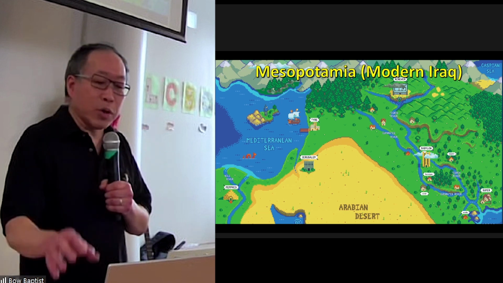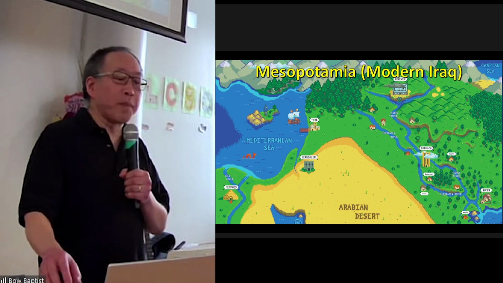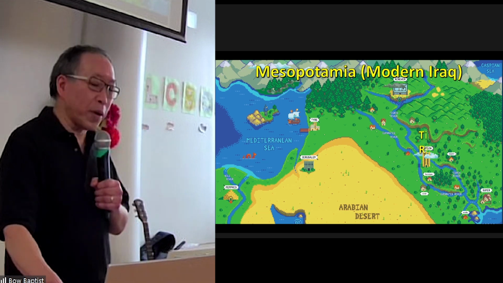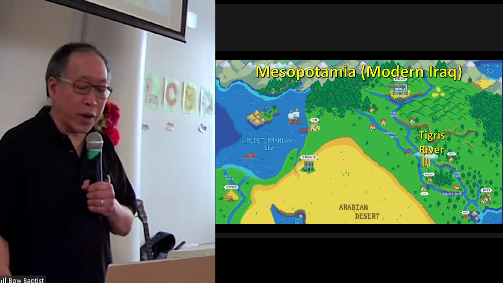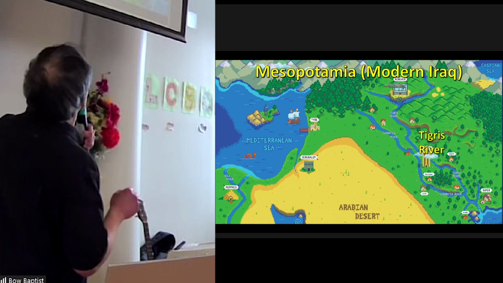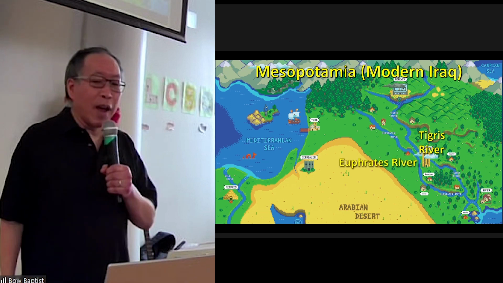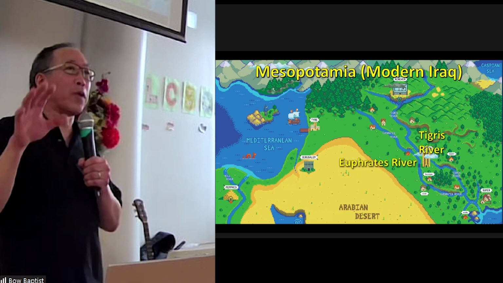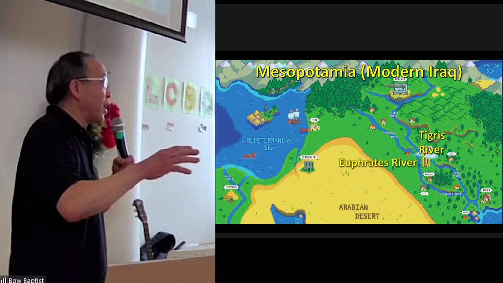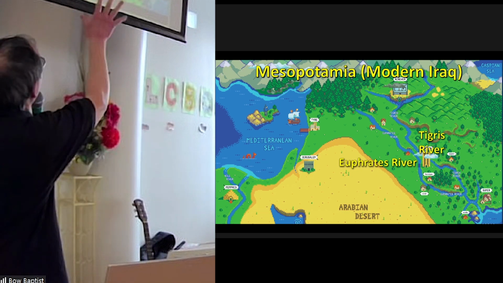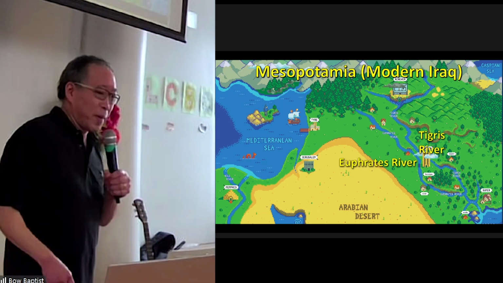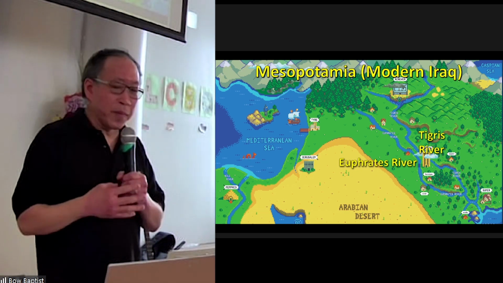And two of the distinguishing factors of Mesopotamia are the two rivers. And one of them is the Tigris. I hope you can see this on the screen, Tigris, and Euphrates. And the way I like to remember this is T for Tigris, top. So if you ever have confusion, Tigris is on top, T for top, and Euphrates is down below.